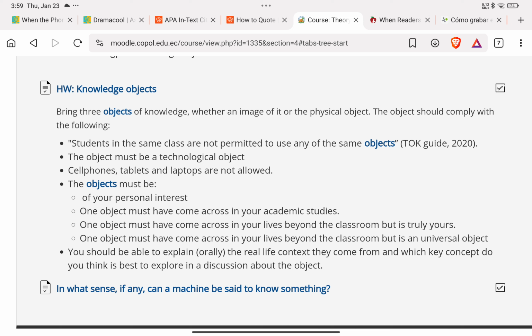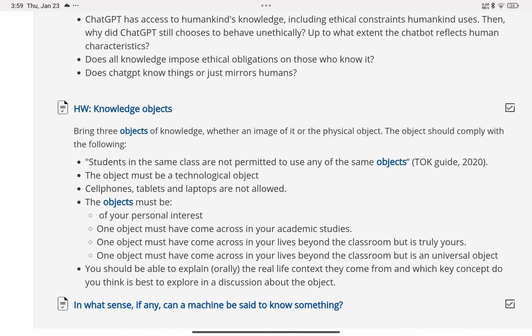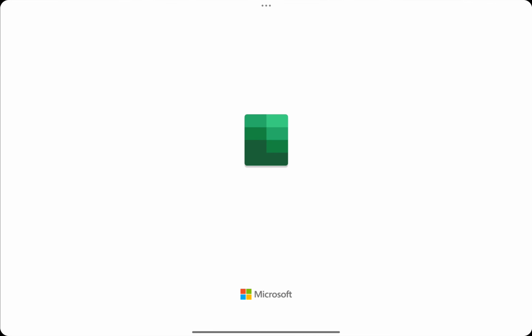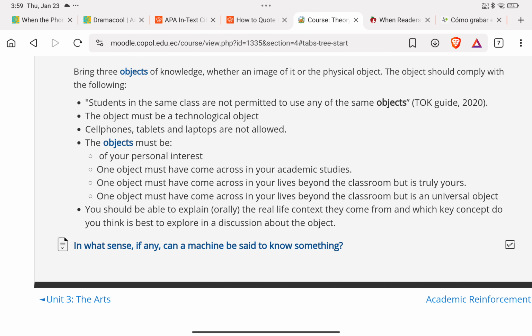If you haven't chosen your object by now, choose any object. Doesn't matter if it's technological or from arts or from history, any object. The point is that that object helps you answer the question. That is the most important part. Okay, here's the right quote. Students in the same class are not permitted to use any of the same objects. Those are the true words.